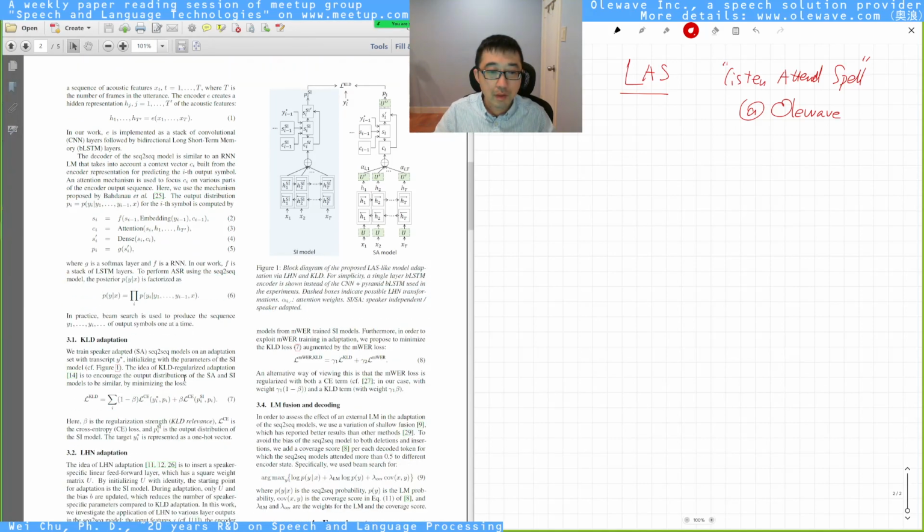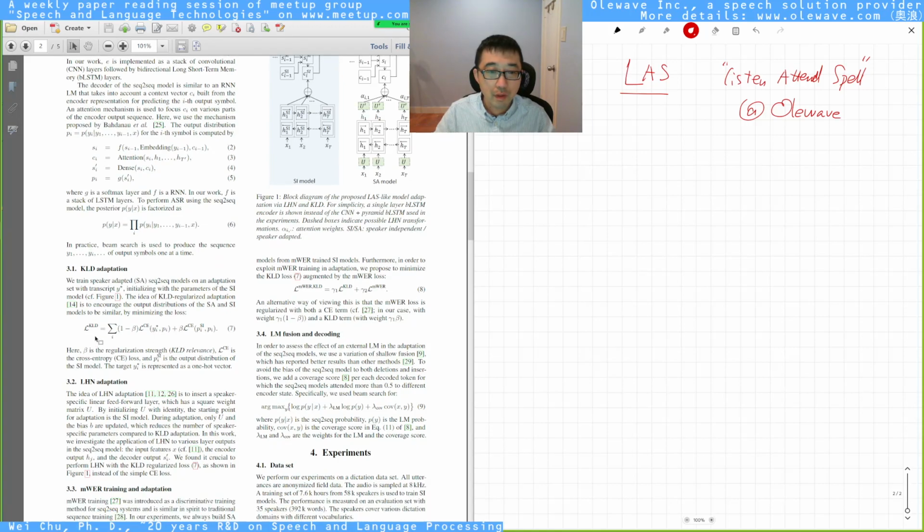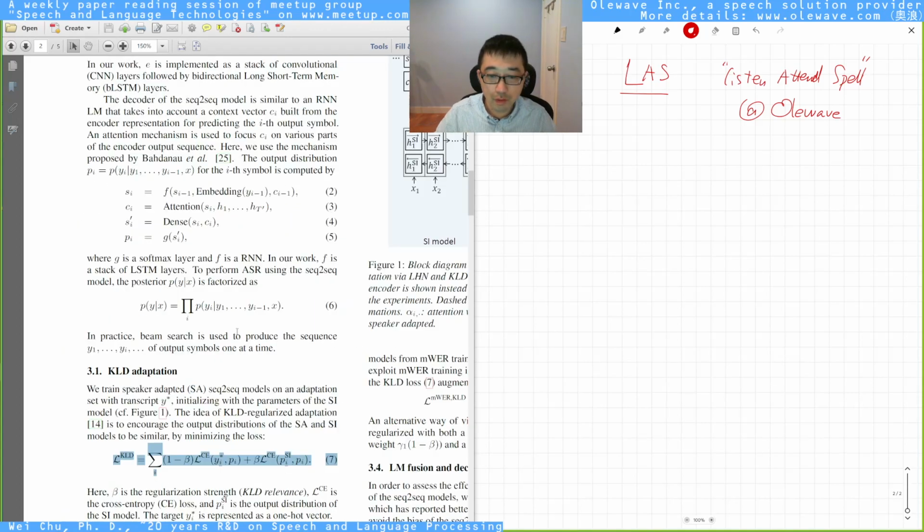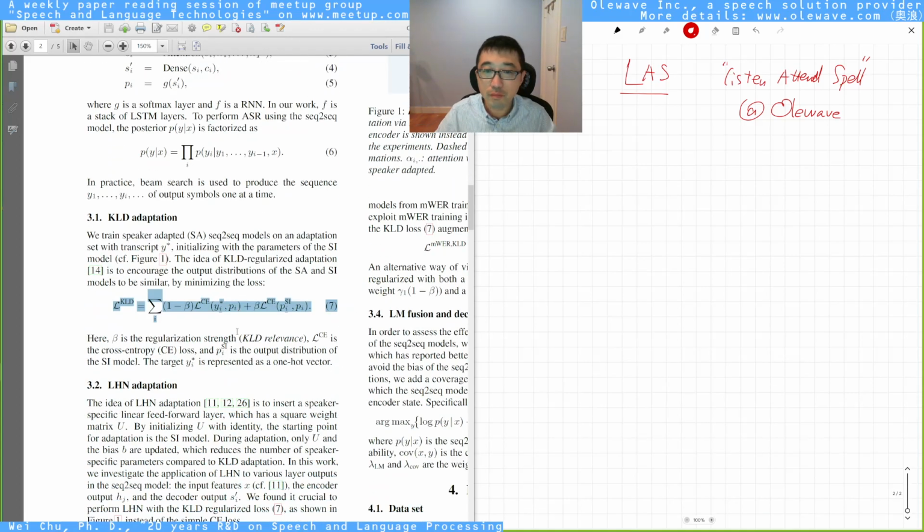Skip this part, and the KLD adaptation. Okay, let's see the equation 7. This is a key part of this paper. Okay. Let's see the first part, the cross-entropy part. I think this is easy to be understood by almost everyone who is familiar with general machine learning.